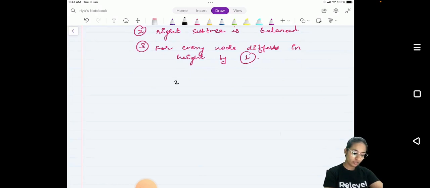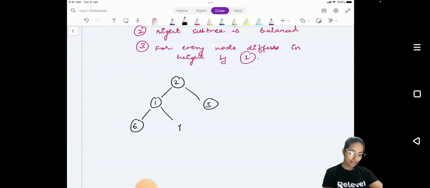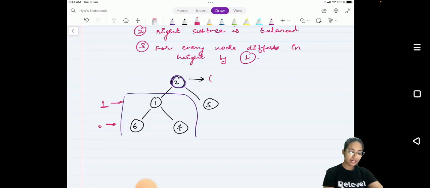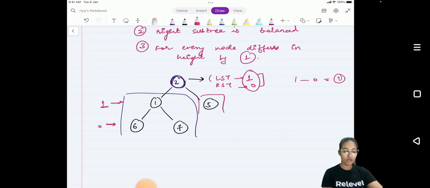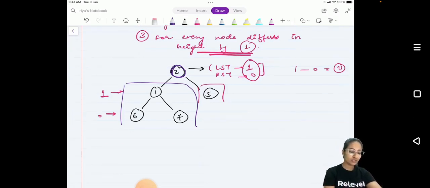For example, consider a tree where the root node is 2, with 1, 5, 6 and 7. For this particular tree, take any particular node. What is the height of the left subtree here? If I consider this as height 0 and this at height 1, the height of the left subtree is 1, and the height of the right subtree is 0. When I take the difference, 1 minus 0, it comes out to be 1 only. The difference should never be greater than 1. As long as it's less than or equal to 1, we are good, and that should be true for every node.